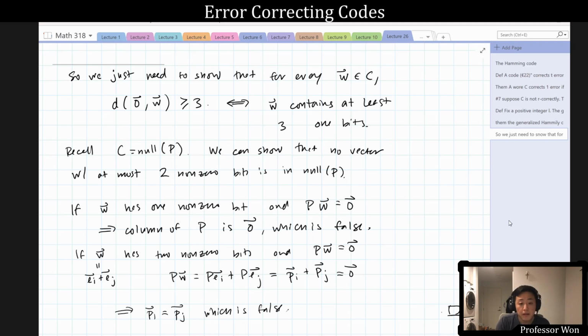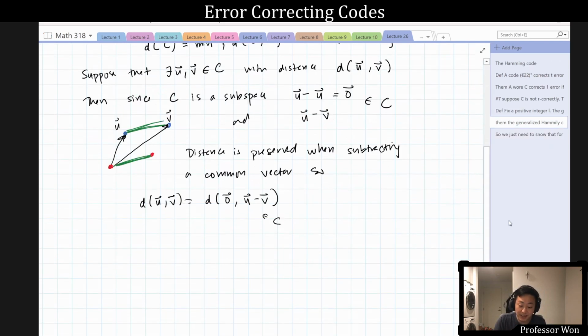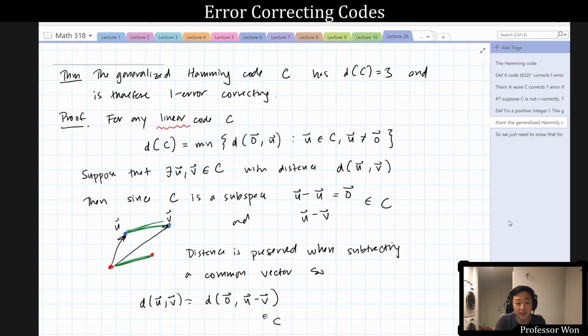Okay? So because of the way we constructed our matrix P, it cannot have any vectors with 1 non-zero bit in the null space, and also can't have any vectors with 2 non-zero bits in the null space, which means that every vector has at least 3 non-zero bits, which means that the distance of this linear code is at least 3. It's actually exactly equal to 3. Okay, so this is really cool. This is just basically just a really simple linear algebra argument that shows that the Hamming code corrects one error, because we could understand everything in terms of linear algebra.